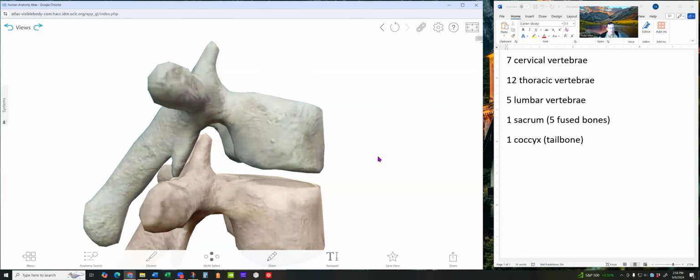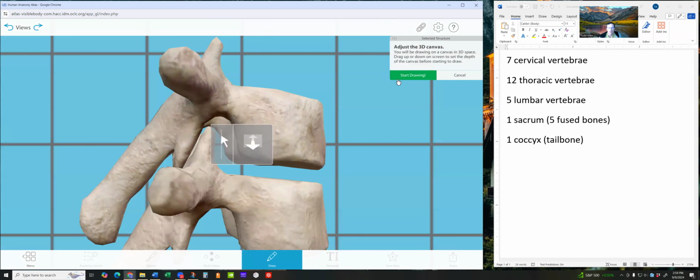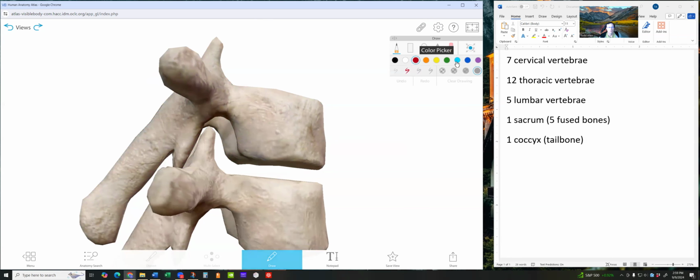Let me deselect things here, but let me highlight this for you. Okay. So here is the superior articular process of the bottom vertebra. Here is the superior articular facet of the process of the bottom vertebra. And you notice it has interfaced with the vertebra on top of it.